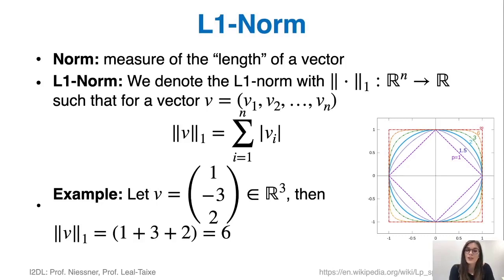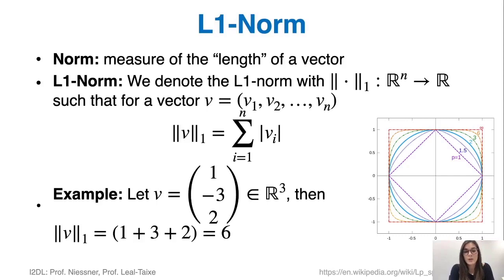For each vector v, which is denoted here as the tuple of elements v1 to vn, we assign the number which is given here, and we just take the absolute value of all the components of the vector, and then we sum over these values. And this gives us the L1 norm of a vector v. So this is the definition of the L1 norm.